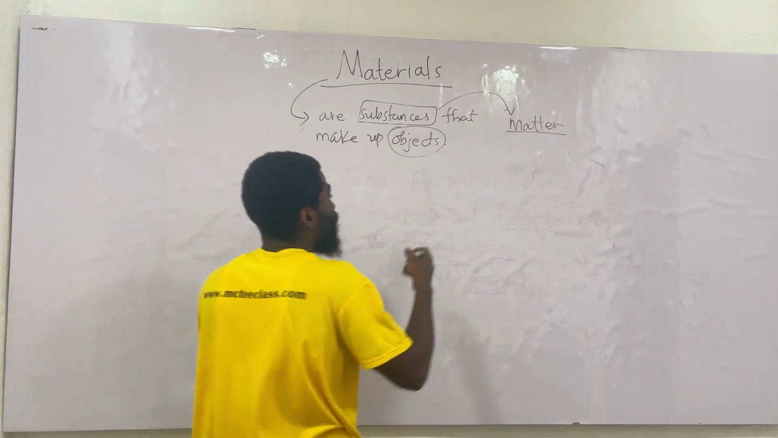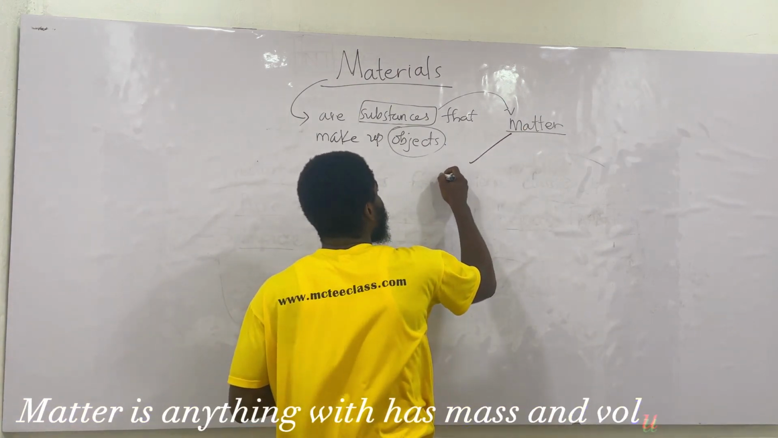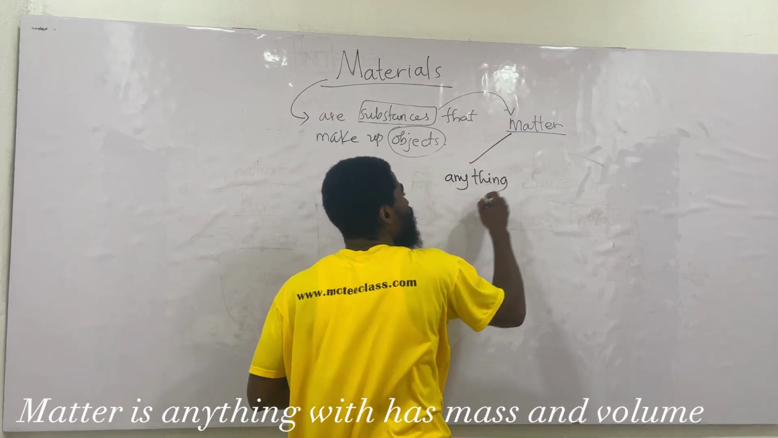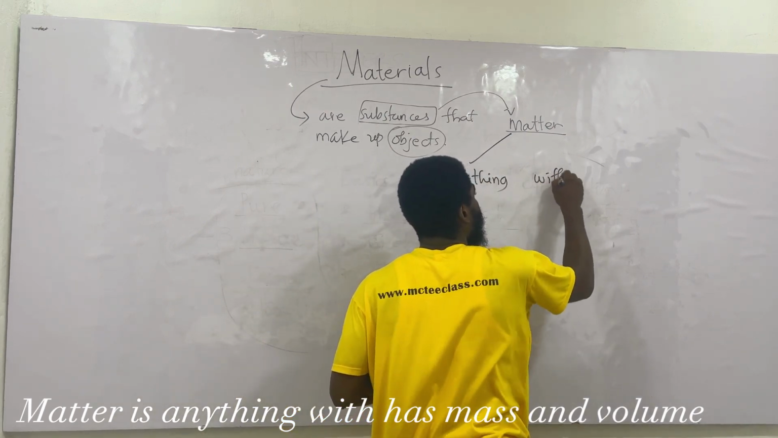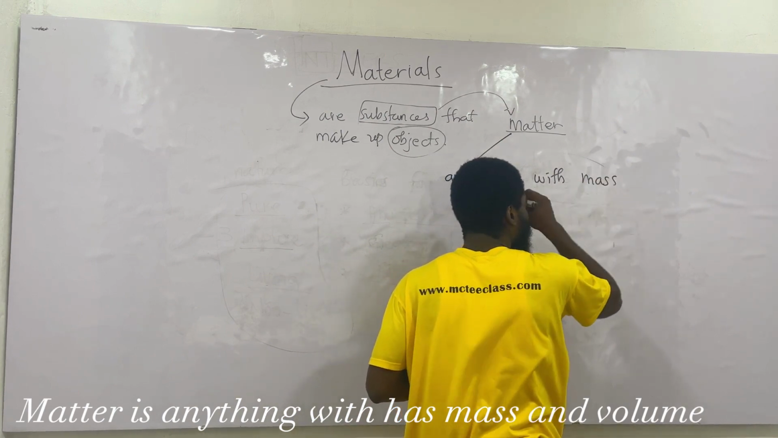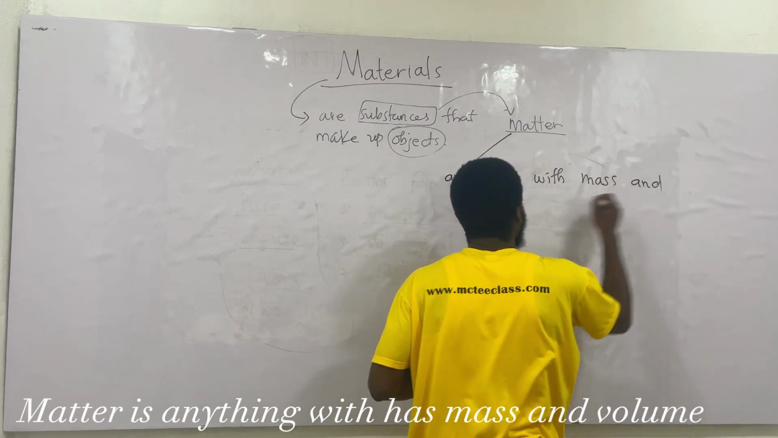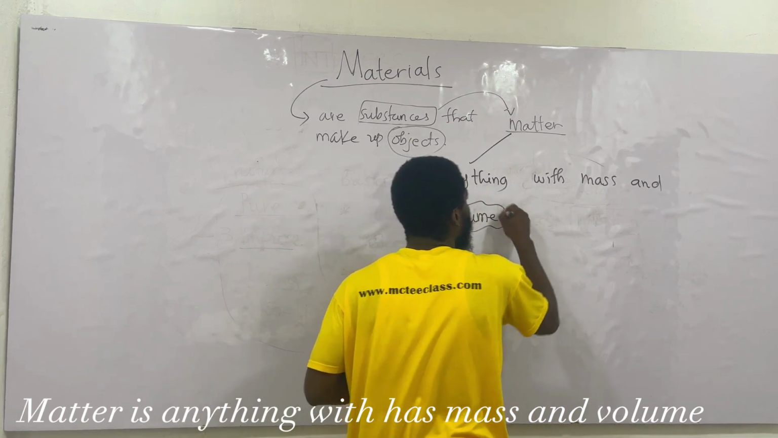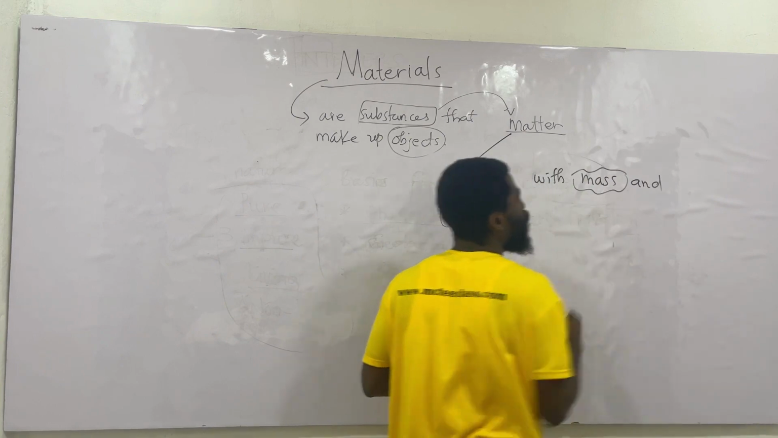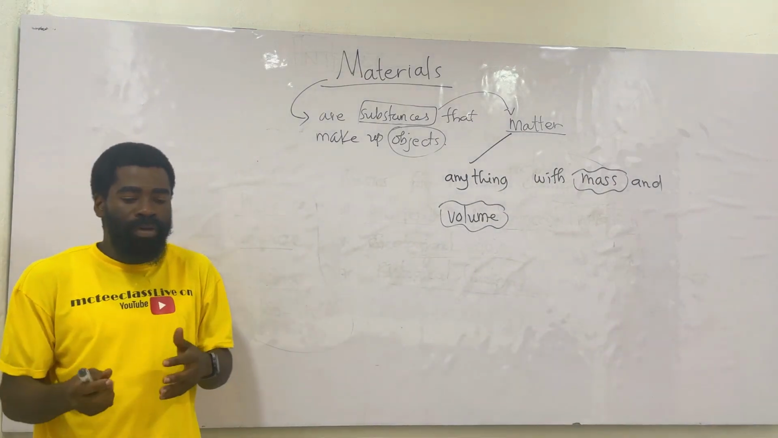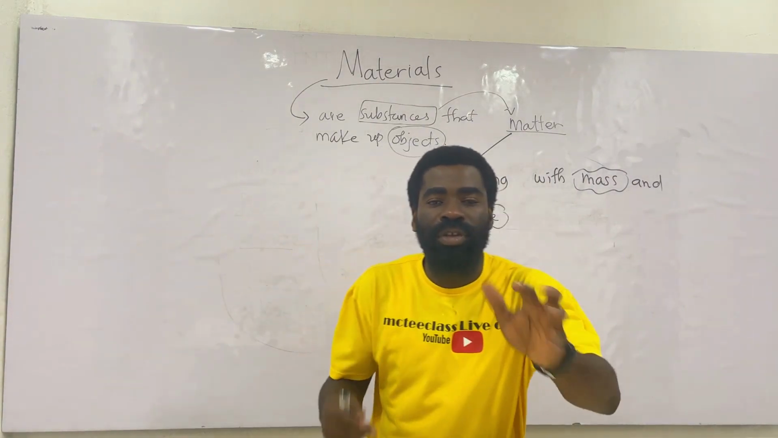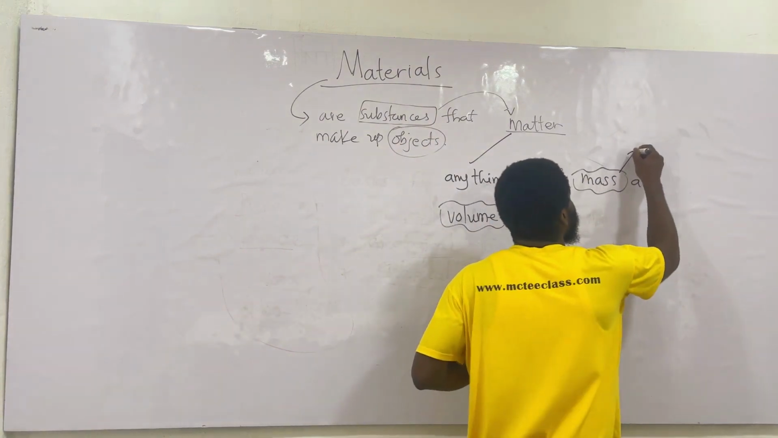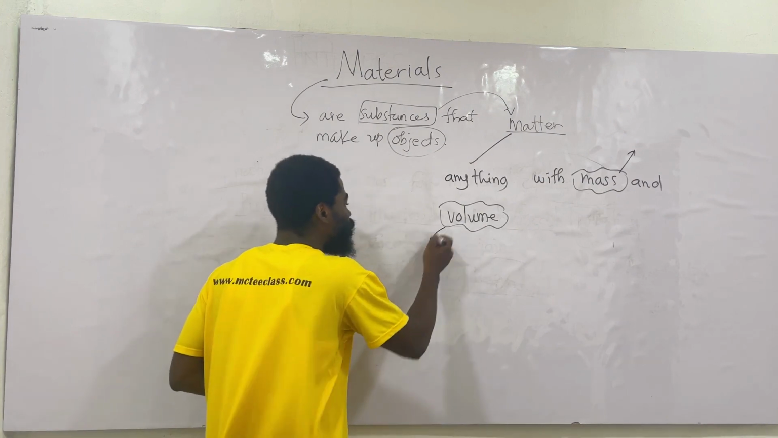So let me define matter here. Matter is anything at all, anything with mass and volume. Anything with mass and volume is referred to as what? As matter. These are the two things we are looking at. For you to be classified, for you to be matter, you need two things. You need to have mass, and you need to also have what? Volume. Somebody asked, then what is the mass, and what is the volume?